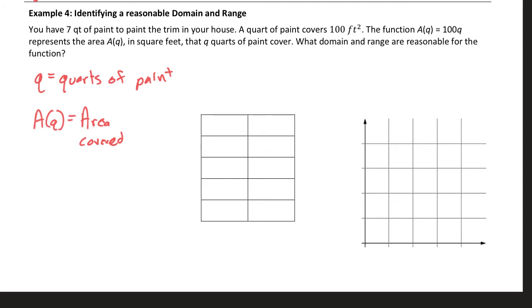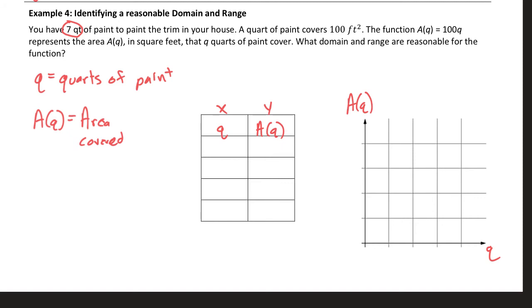So in my table, my input-output table, I'm going to have Q for quarts and A of Q. This is kind of like an XY table, but I'm talking in inputs and outputs. So Q is our x-axis, A of Q is our y-axis. And we're going to use a domain and a range that are reasonable. So what I mean by reasonable is in this situation, it probably wouldn't make sense to have negative quarts of paint. It probably wouldn't make sense to use 100 because it says you have 7 quarts of paint to paint the trim in your house.